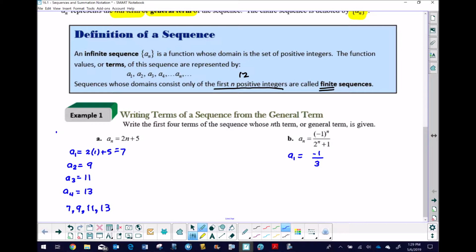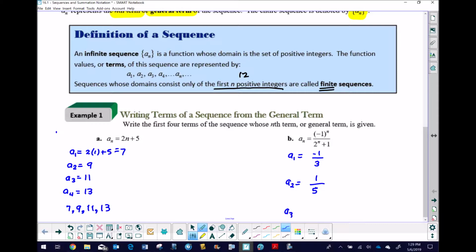Now, with a problem like B, I'd be a little bit more careful. I would take my time plugging these numbers in. Now, if n were 2, what's negative 1 squared? Positive 1. And of course, downstairs, 2 squared is 4 plus 1 is 5. So now we're going to the term 1/5.